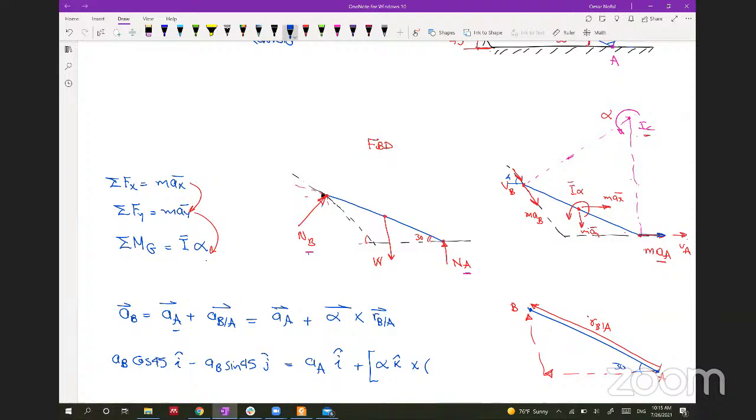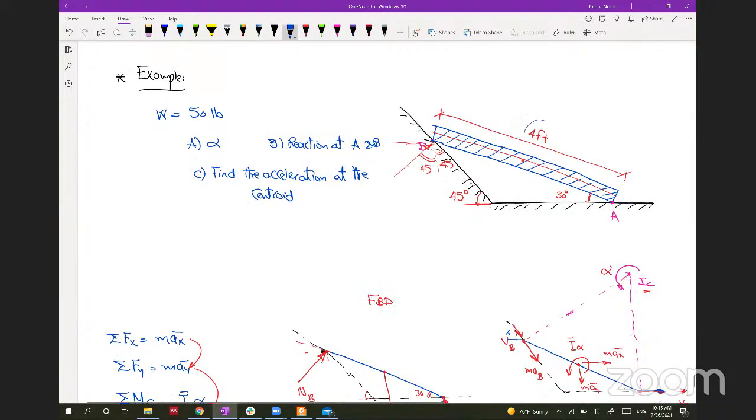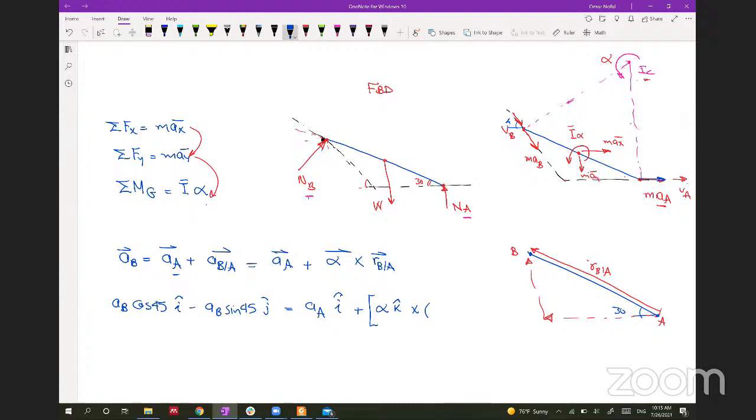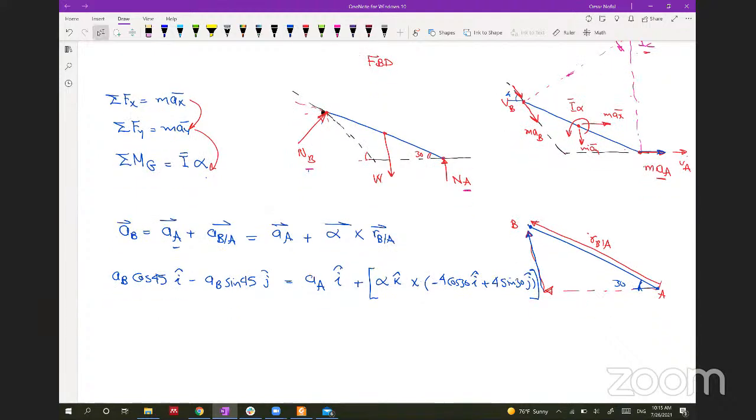We know that this is 4 foot in length. So let's analyze the 4 foot in cosine and sine. So we will have minus 4 cosine 30 in the I hat direction, and then we have plus 4 sine 30 in the J hat direction. Okay, and then when we are done with the cross product, we will end up with one equation, and it has some components in the I hat direction and other components in the J hat direction. So we will have, this is the I hat.